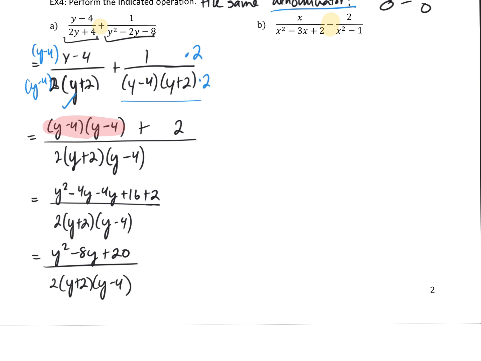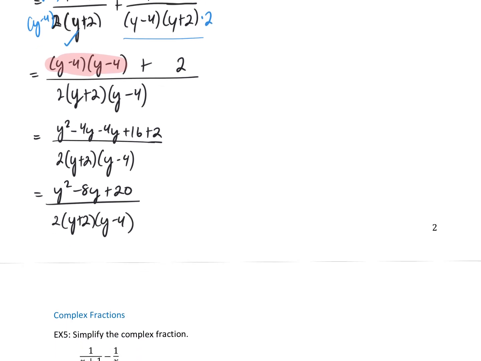Can I simplify this? Let's see, am I able to factor the top? I think so. I think I can factor that into y. Oh no, I can't factor that. This plus means I need to find factors of 20 that when I add them together, I get a negative 8. And that's not going to work. Again, if you need help with factoring trinomials, please let me know. I'll send you that worksheet that I have.